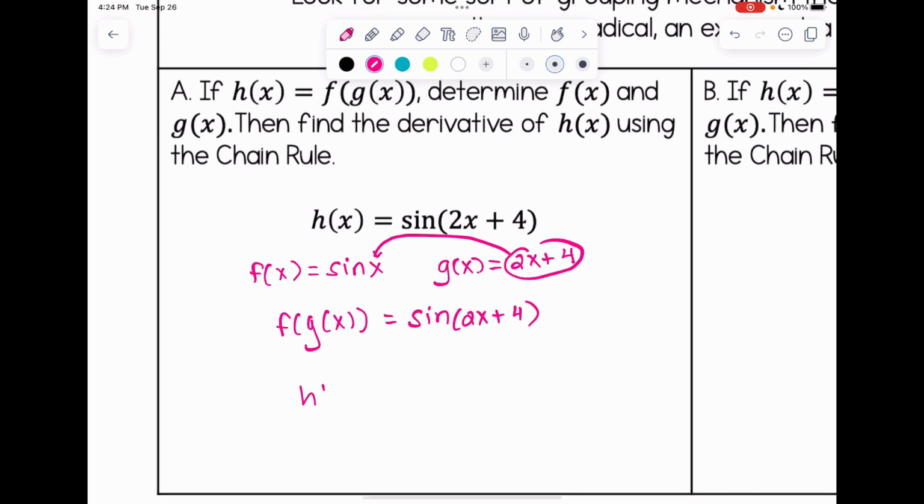So h prime of x, the derivative, is the derivative of the outside. The derivative of sine is cosine, and we're going to keep that inner function the same. But what we're going to do is multiply by the derivative of it. So the derivative of 2x plus 4 is 2. And we can rewrite that just simply by putting the 2 in front as a coefficient.